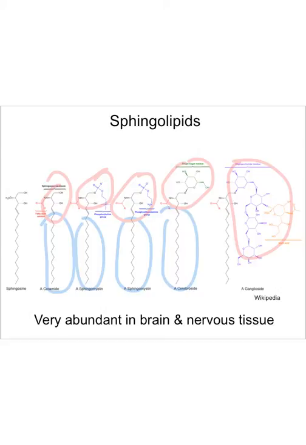The names sometimes give you some clue about where they're from. For instance, sphingomyelins are very abundant in the myelin lining nerves, and gangliosides here on the right are quite often found in ganglia, i.e., the nervous system.